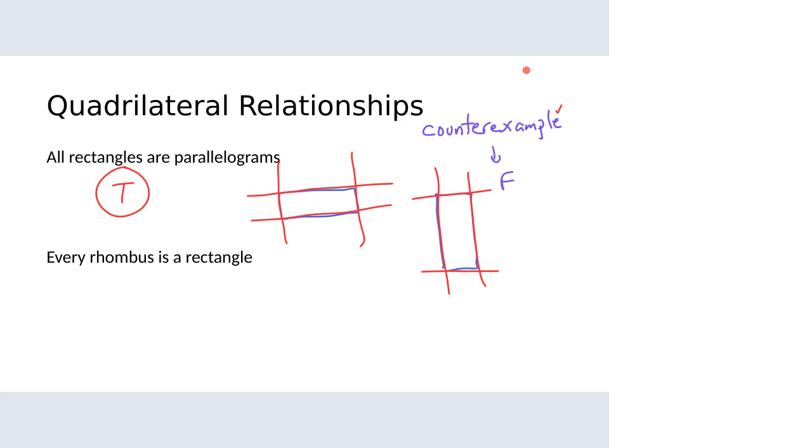Then the second one down there says every rhombus is a rectangle. Trying to find a counterexample, so I'm going to draw the first rhombus I think of. Well, heck, that one right there, that's not a rectangle. These are not 90-degree angles. Every rhombus is a rectangle. Well, right here is my counterexample. So that's false. What makes these kinds of problems much easier to manage is if you're really confident with the definitions and what it means to be a rectangle, what it means to be a parallelogram, what it means to be a rhombus, and so on.